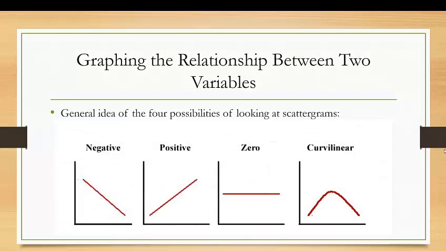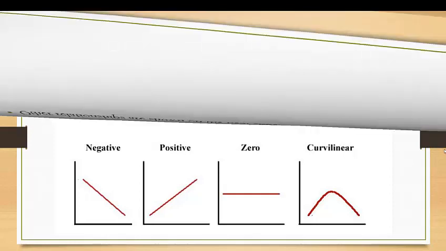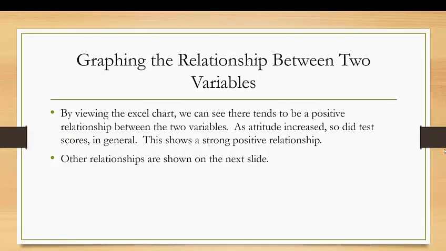So now that we're back to our presentation, we visually saw there was a positive relationship. So now we can see that by viewing the Excel chart, we see that there tends to be a positive relationship between the two variables. As attitude increased, so did the test scores. This shows a positive relationship. We don't know if it's strong. We probably shouldn't put strong in there yet until we do the math.